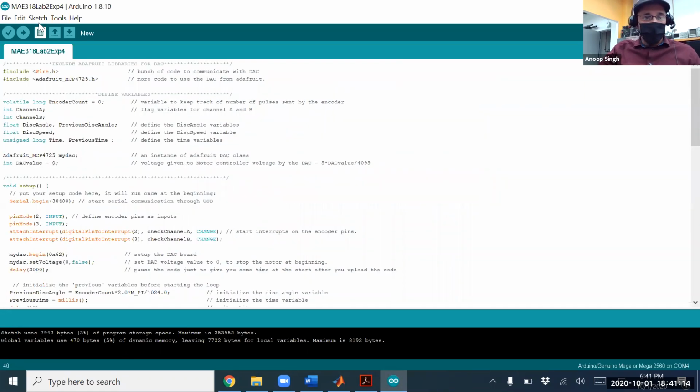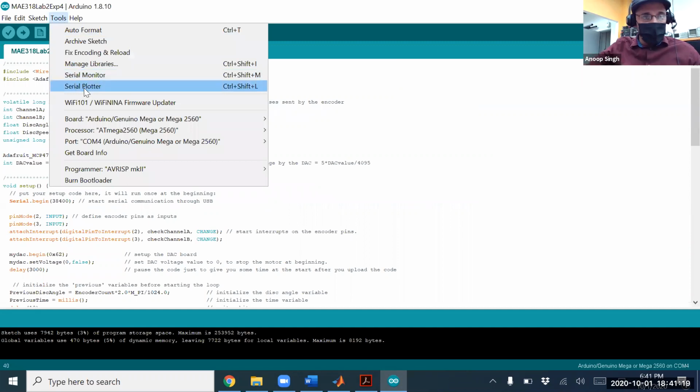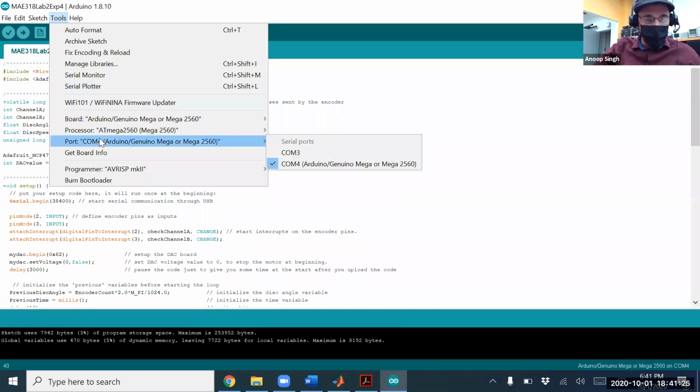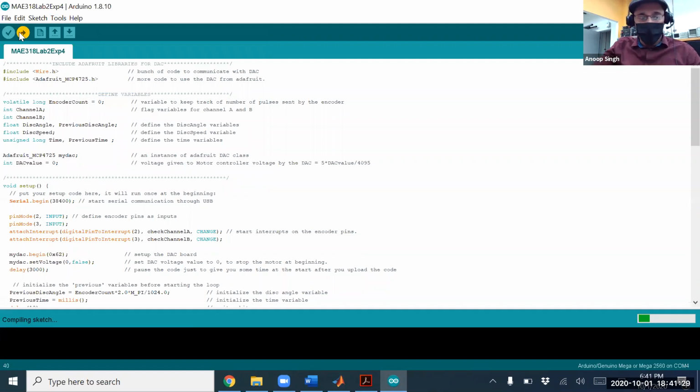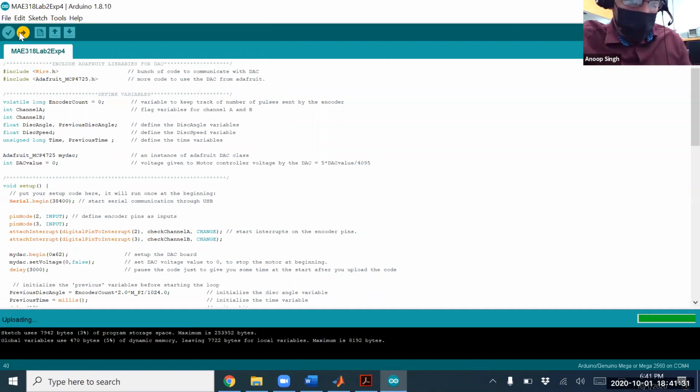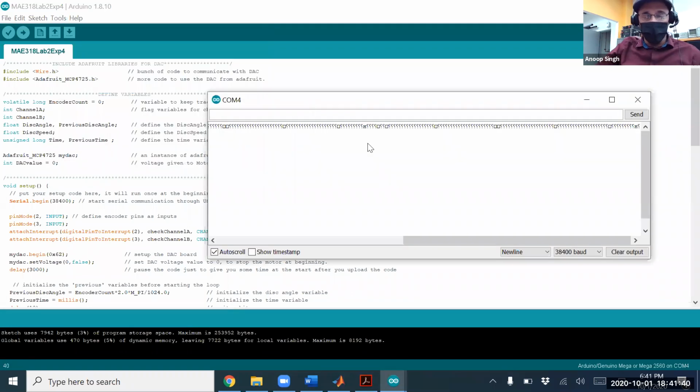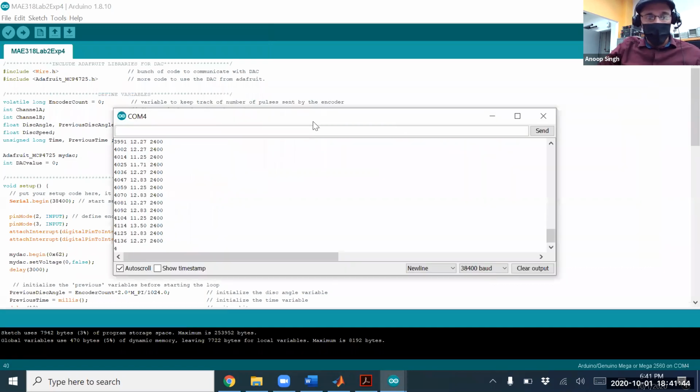I am ready to upload this code. Let me go to tools, and I want to check that the board is correct. Port is correct. Good. And now click on the upload button. Uploading, uploading, uploading. Done. I'm going to turn on my power supply. I'm also going to turn on my serial monitor. Okay, so give it a second. So there it is.